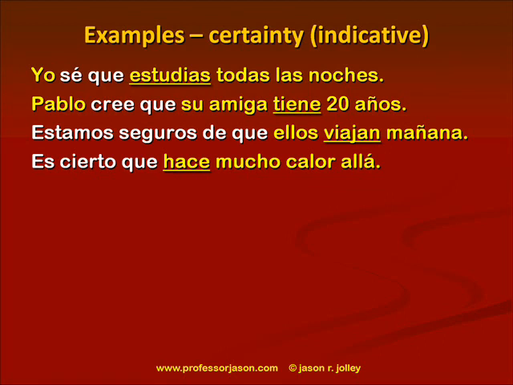And also when it comes to this category, keep in mind that using verbs that actually convey certainty results in the indicative being used in the subordinate clause. So if we are conveying certainty rather than uncertainty, then we're going to use the indicative, as in these examples. Yo sé que estudias todas las noches. Pablo cree que su amiga tiene 20 años. So, no cree que is subjunctive. Cree que, or creo que, or creemos que introduces the indicative. Estamos seguros de que ellos viajan mañana. We're sure that they travel tomorrow. Es cierto que, remember we just saw no es cierto que it's subjunctive, but es cierto que hace mucho calor allá. It's true that it's very hot there, so we're expressing certainty.